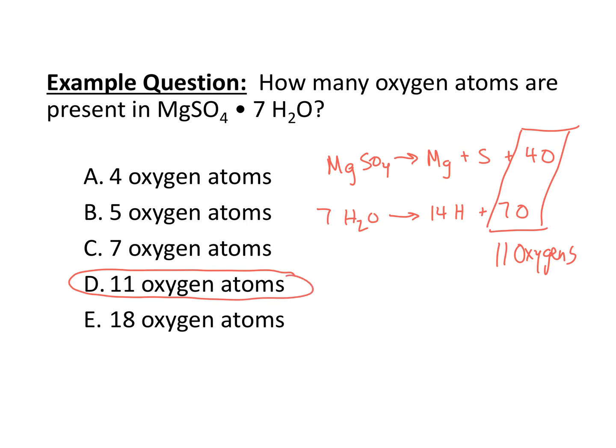In the first case, I had to use the subscript 4 to tell me I have 4 oxygens in a sulfate, and in the next case, I had to use the coefficient 7 to tell me I had 7 water molecules, each with 1 oxygen, 7 times 1 being 7 oxygens, for a total of 11 oxygens in magnesium sulfate heptahydrate.